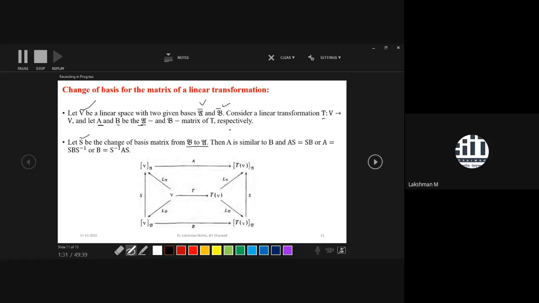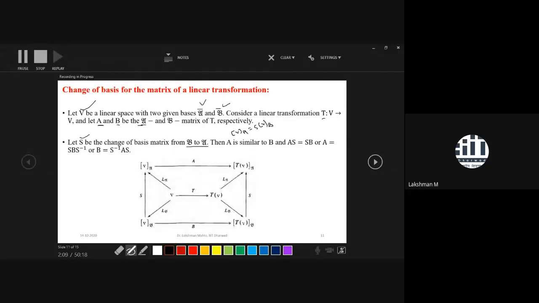Then if you take any vector V, what kind of relation will we have? We are going from B to A, so our new basis is A and the old basis is B. That means the new coordinate of V with respect to A is equal to S times the coordinate of V with respect to the old basis B, where S is the change of basis matrix from B to A. This is the relation.